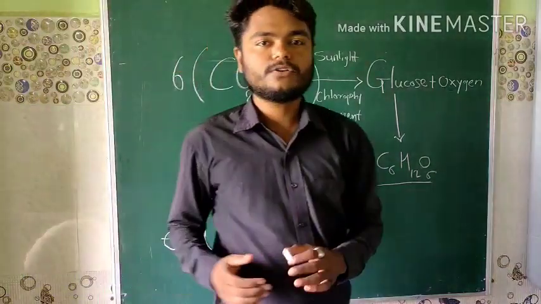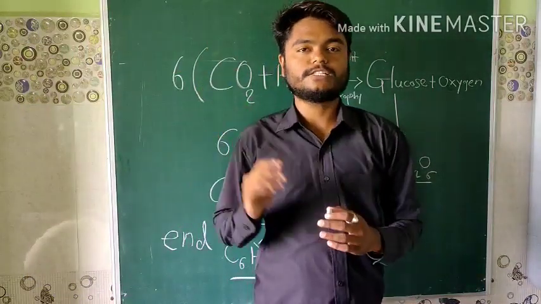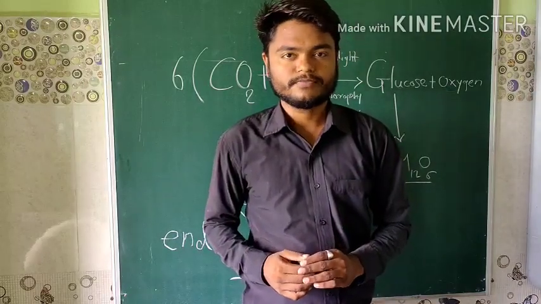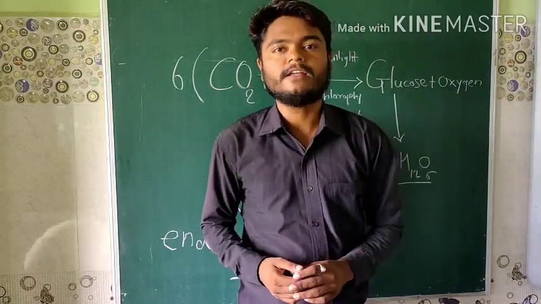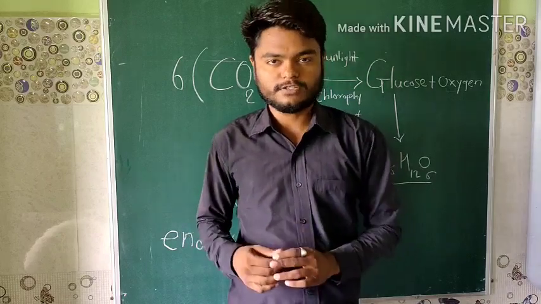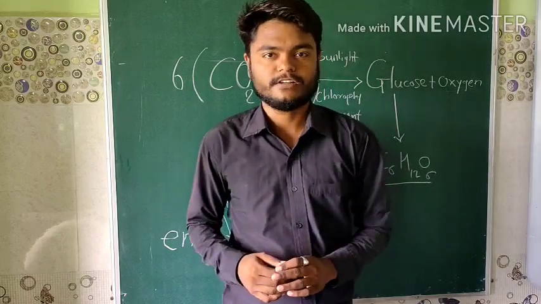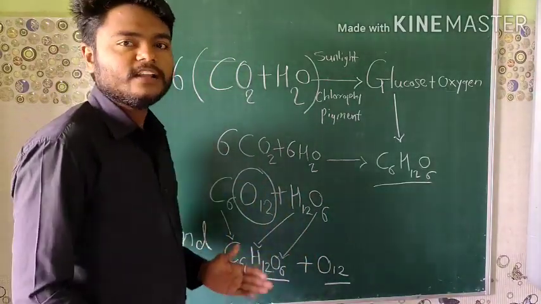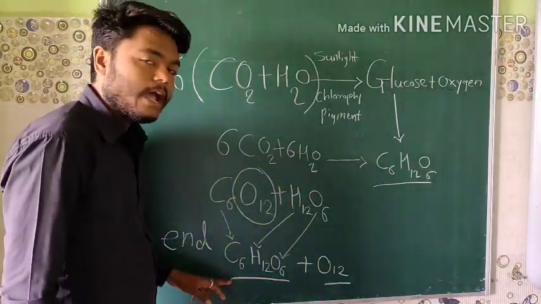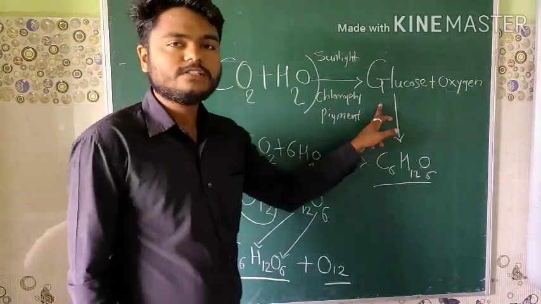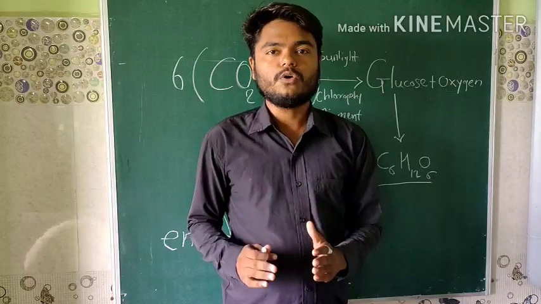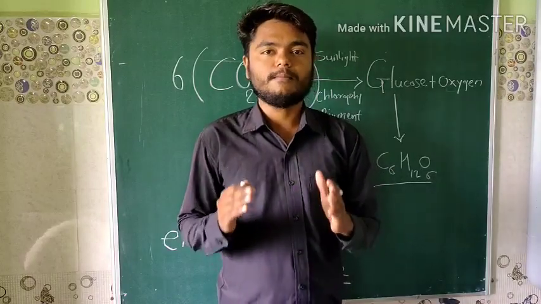So all my dear students, I hope you understood this process, how photosynthesis occurs. And in the next point, the end products of photosynthesis and their utilization. In this process, I told you the end products are glucose and oxygen.